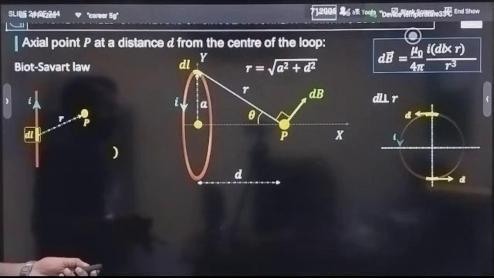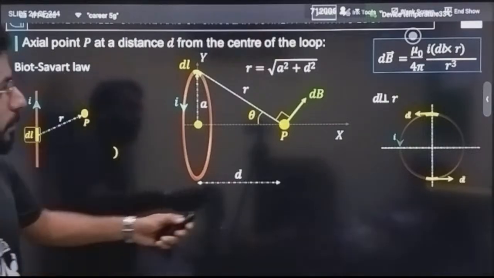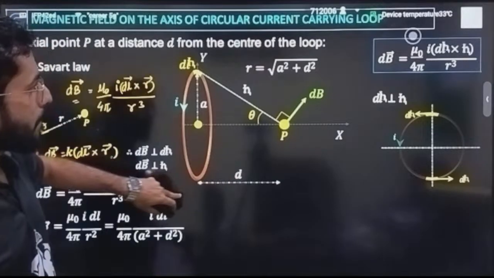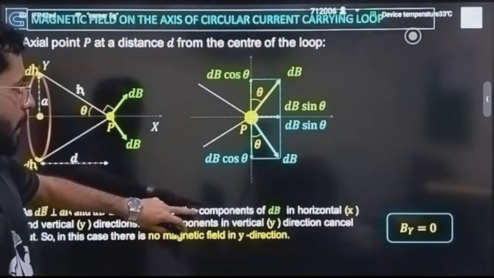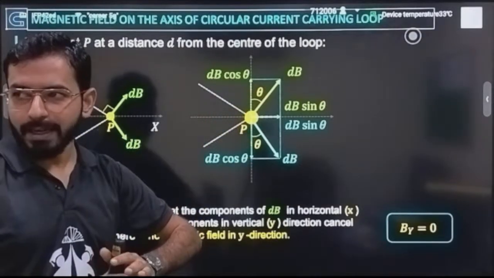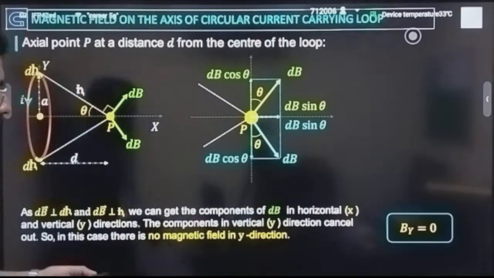So this is what I have to do now. Now see, here it is explained. Again, all these notes will be available for you. Don't worry.